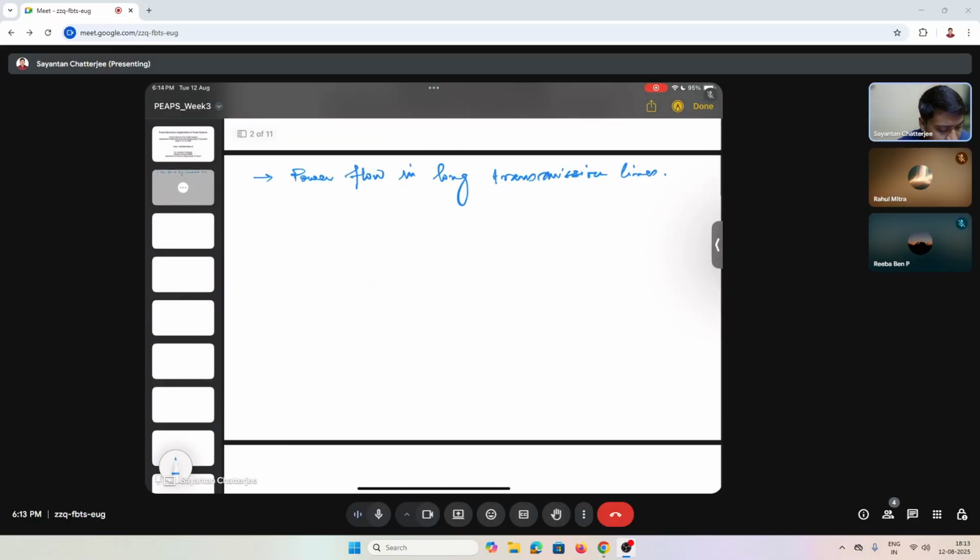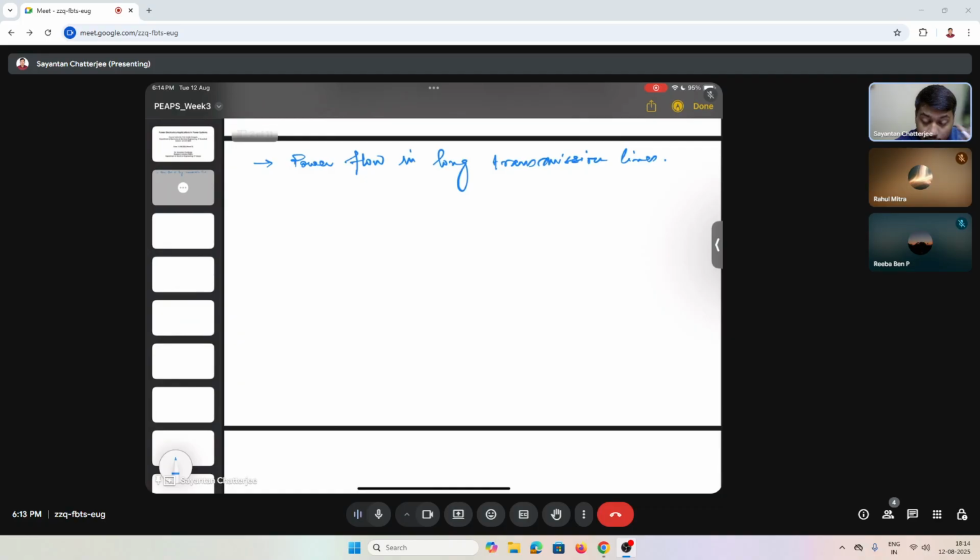So this is the common data, and we'll follow the same line parameters, these values, and solve the numericals one by one. Okay.